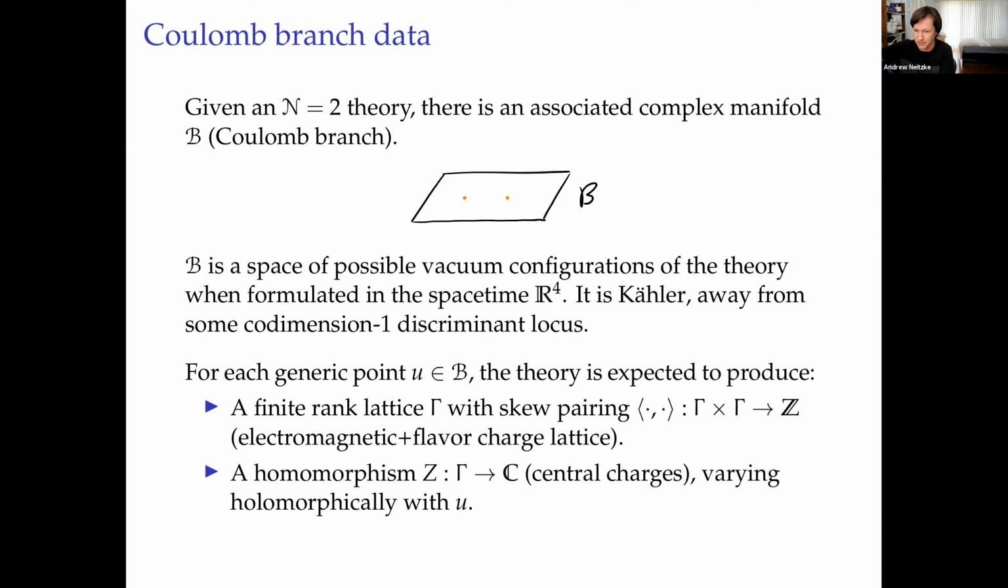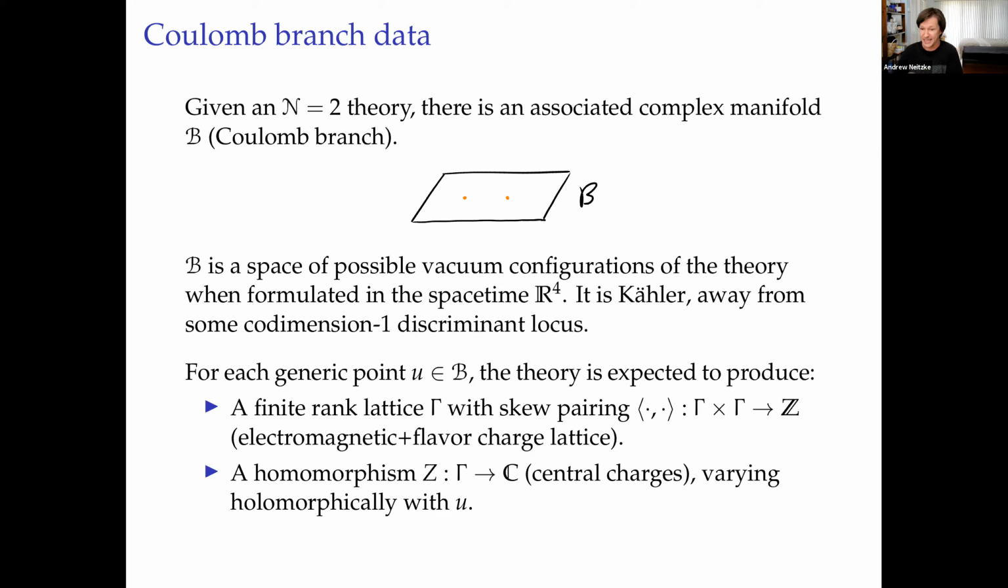So really I should write gamma sub U, and you should think that this is like a local system of lattices, where as we move around the Coulomb branch, there can be monodromy. But writing that U every time gets tedious, so I just write gamma for the lattice. And it comes with a pairing, a skew integer valued pairing. And the way you can think of this lattice is that it's keeping track of all the charges of particles in this quantum field theory.